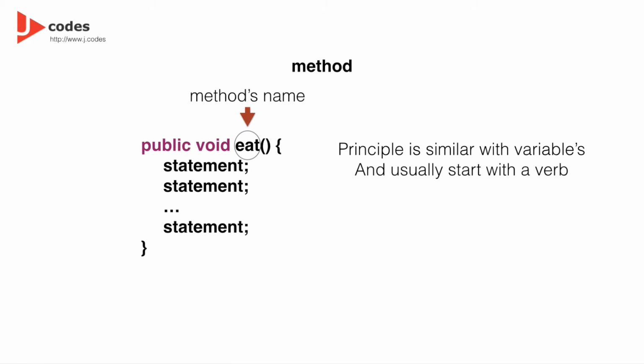This is the method's name. The principle of naming a method is quite similar with the variables, but it will usually start with a verb. Here are some examples.